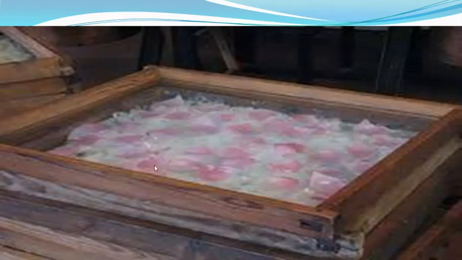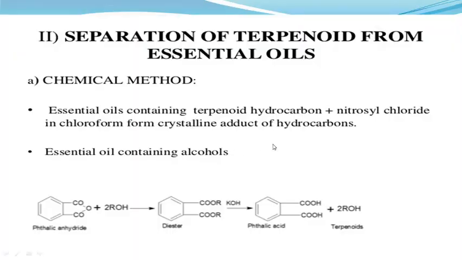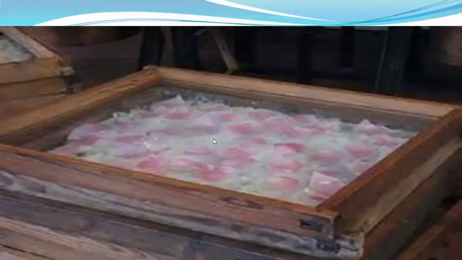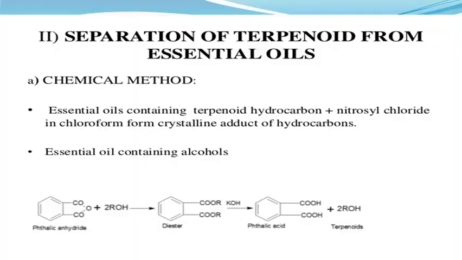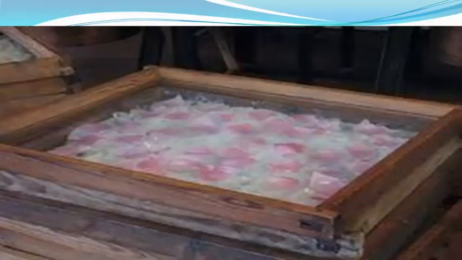Here you can see this is the enfleurage method. Here the fat is warmed in this chassis and flower petals are spread. It is then replaced, and from this, using alcohol, all the oils are extracted.